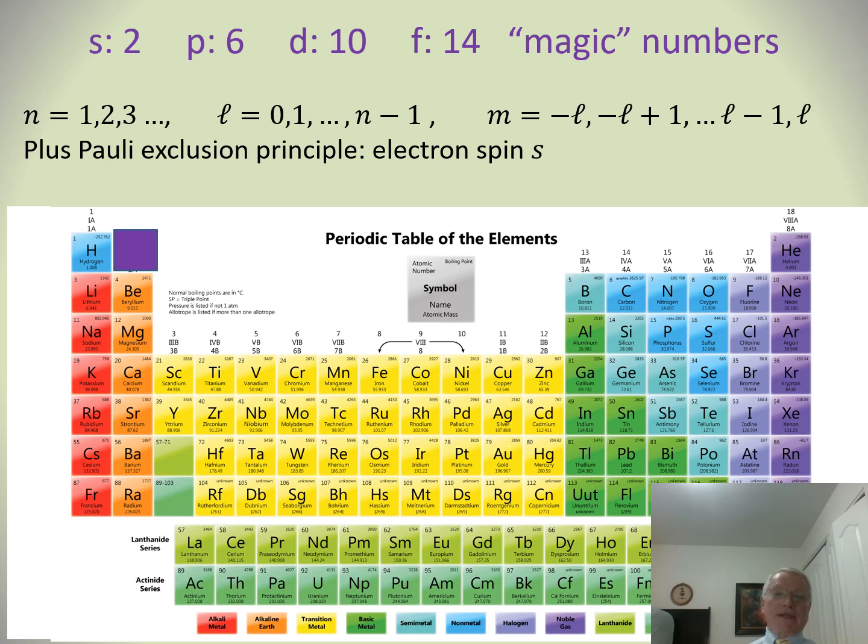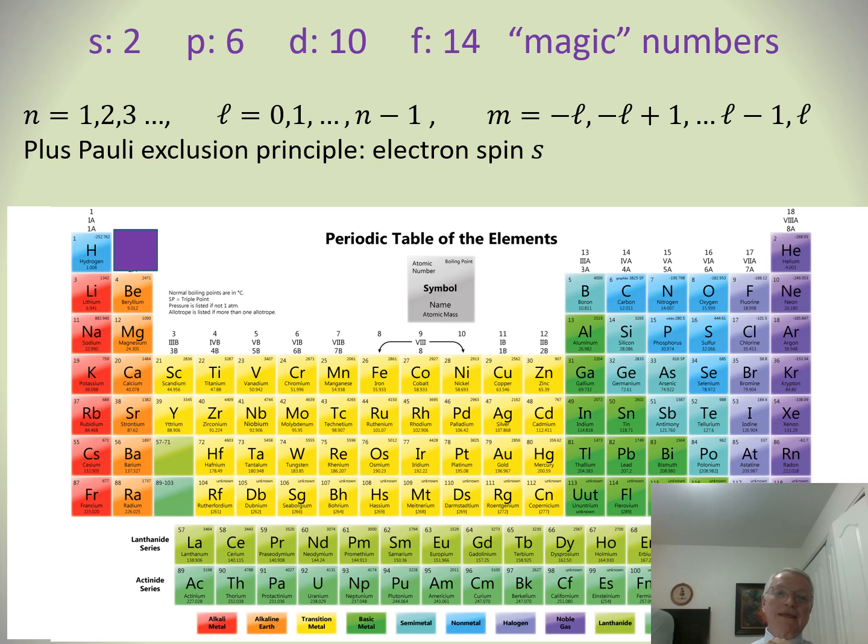This is the periodic table, and the rows of the periodic table correspond to the principal quantum numbers. So that top row that has hydrogen and helium in it, that's the n equal 1 row. The row with lithium, beryllium, and then boron and all these biologically important atoms, carbon, nitrogen, oxygen, that's the n equal 2 row. Sodium is in the n equal 3 row.